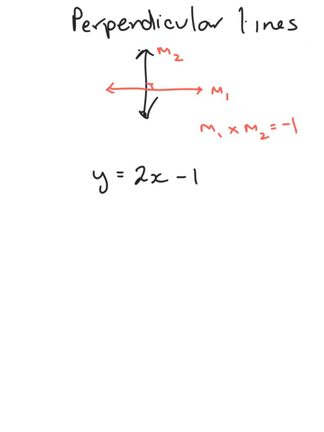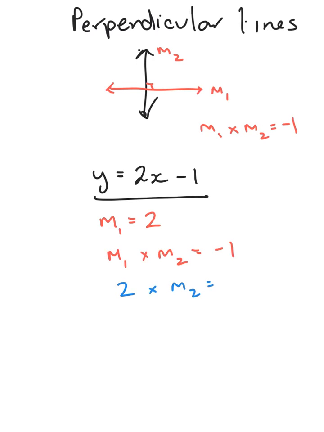So if I was asked to give an equation of a line that is perpendicular to y equals 2x minus 1, I would first identify the gradient. The gradient is 2. I know that the gradient of the first line is 2. The gradient of the first line times the gradient of the second line is equal to -1. Gradient 1 is 2. 2 times m2 equals -1. To undo the times 2, divide both sides by 2. The gradient of the second line is -0.5.